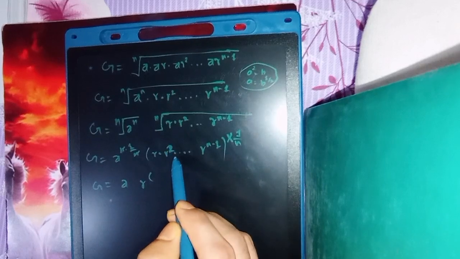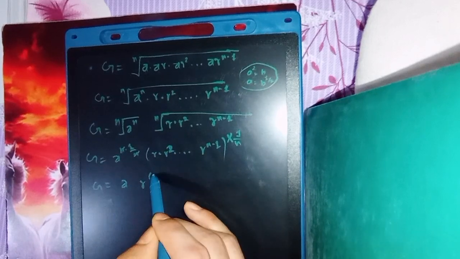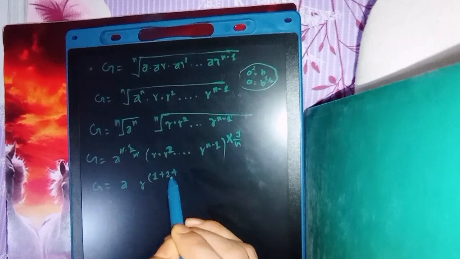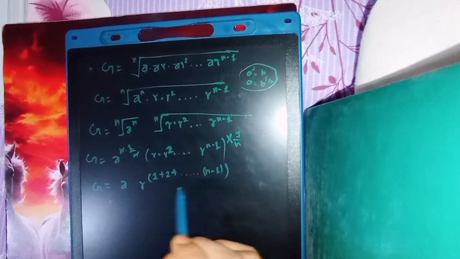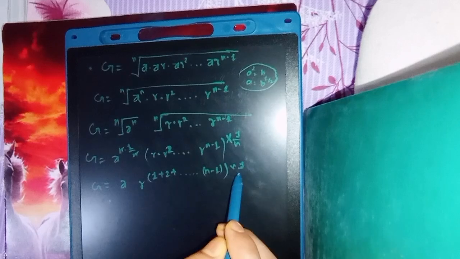Okay, it is 2 and going up to n minus 1, so we can write r power 1 plus 2 plus, by the rule of indices, n minus 1, into 1 by n.